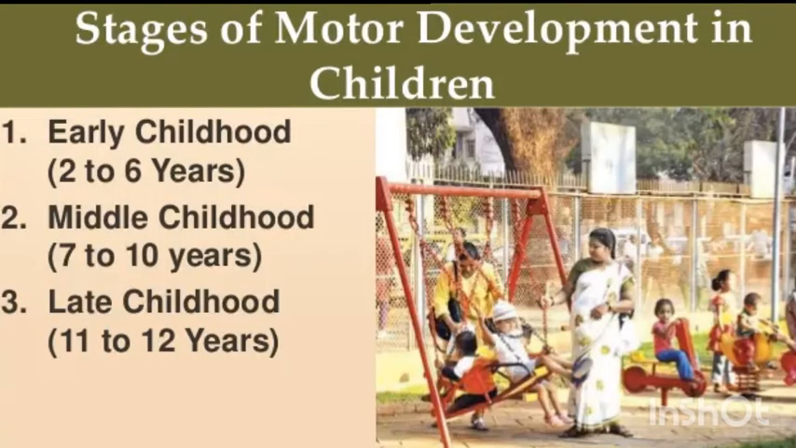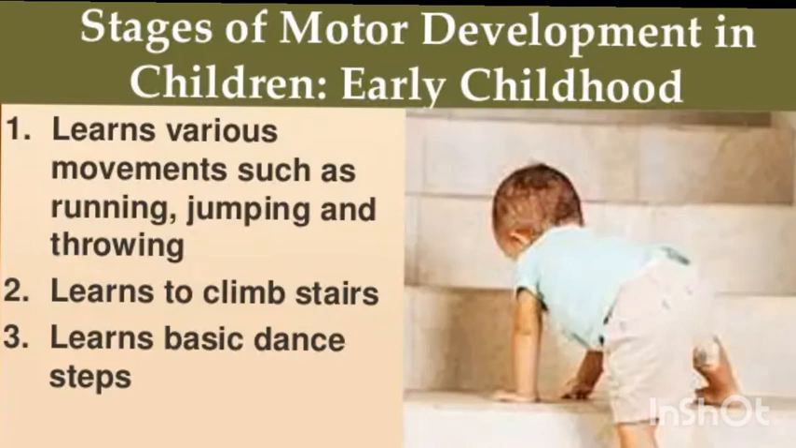Now let us discuss motor development in children. Motor development in children can be studied effectively under the three stages of childhood: early childhood, 3 to 6 years; middle childhood, 7 to 10 years; and late childhood, 11 to 12 years. Let us discuss these three stages one by one. The period of early childhood starts from the third year and continues till the sixth year. The motor development during this period takes place rapidly, means very fast motor development happens in this period. This stage is also known as the preschool years.